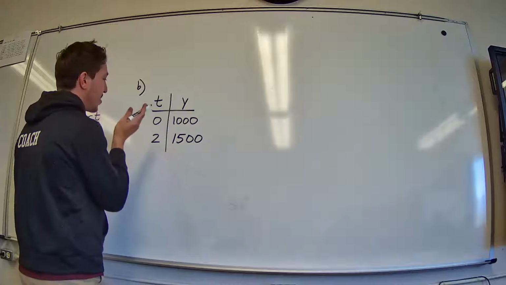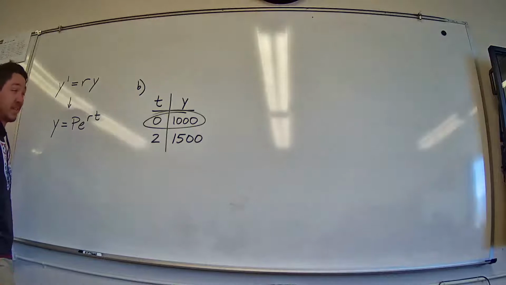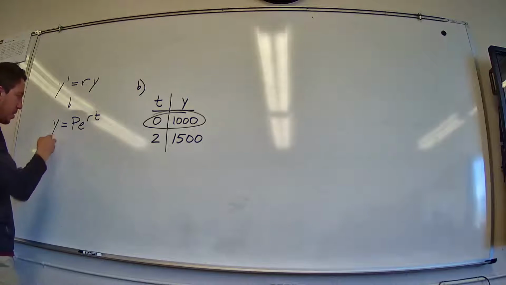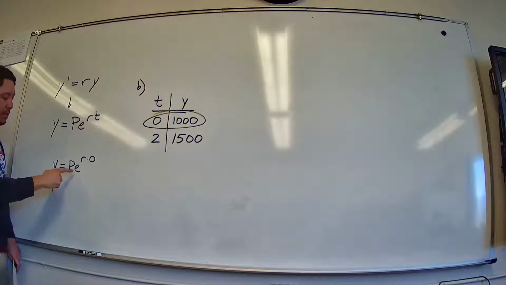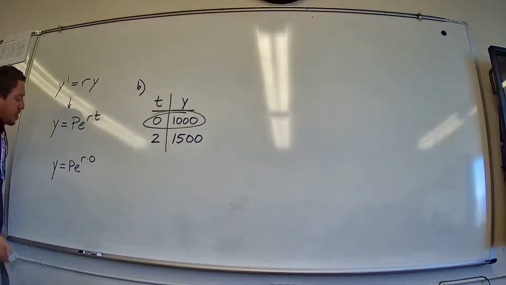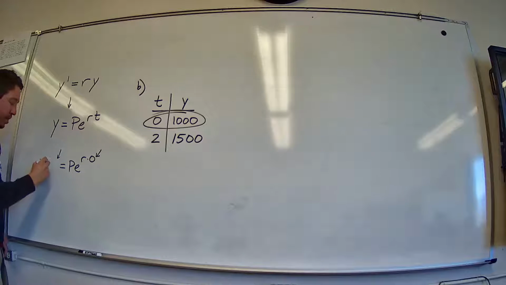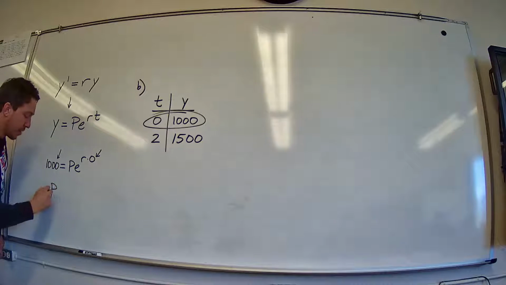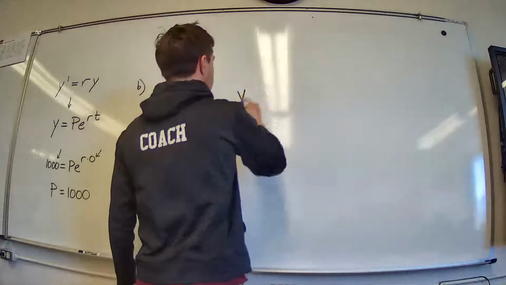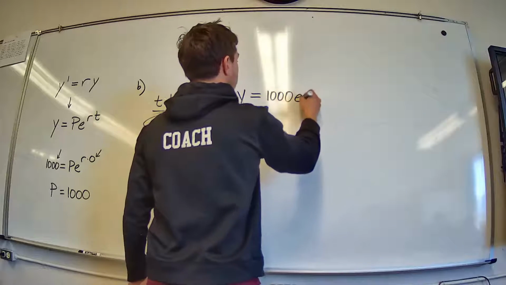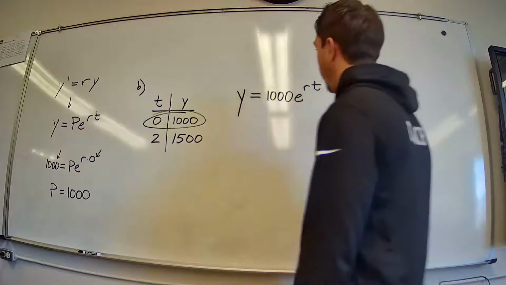So you have this information. You say, okay, initial condition. That's going to tell me what P is. How? I plug in 0 for t, and I go, oh wait a second, e to the 0 power is 1. Oh, sorry, I forgot to plug the y value in. So I plug in the t value there and the y value here, and then you go, okay, great. The P value is 1,000. That tells me that my function is y equals 1,000 times e to the rt. I'm almost there. We got the P value is 1,000. Let's get the r value.